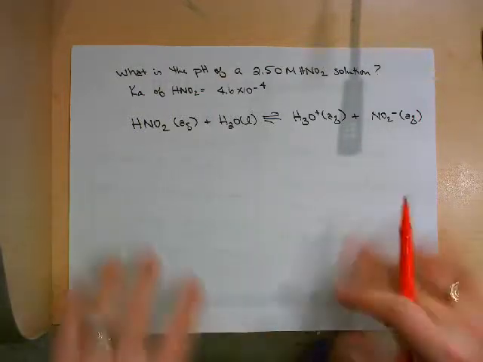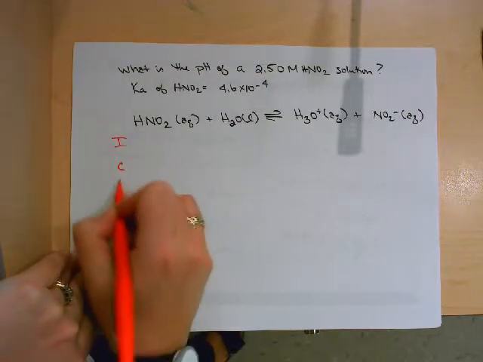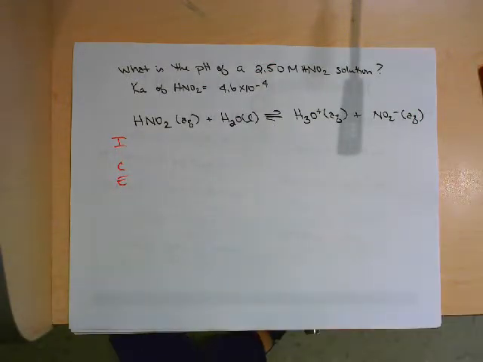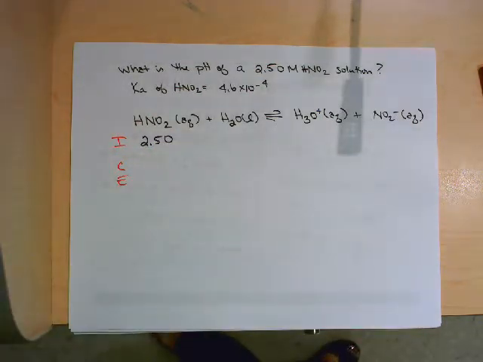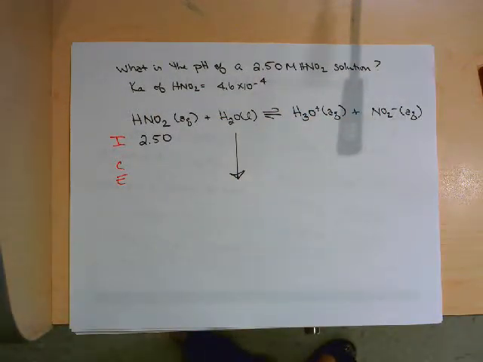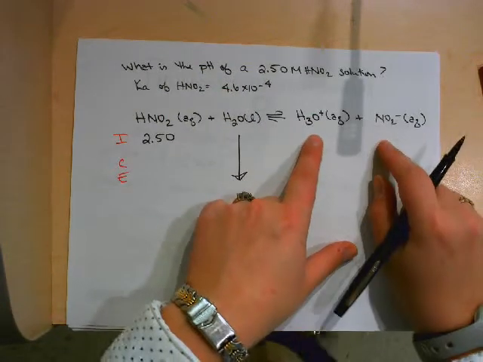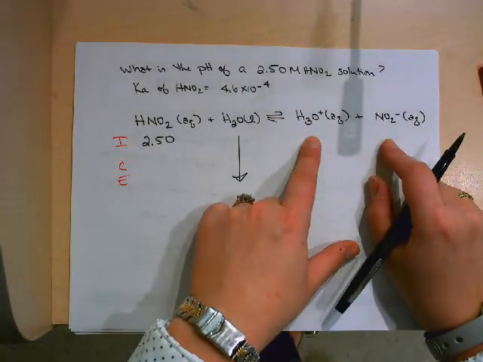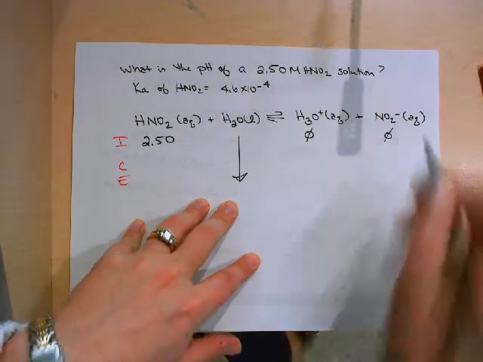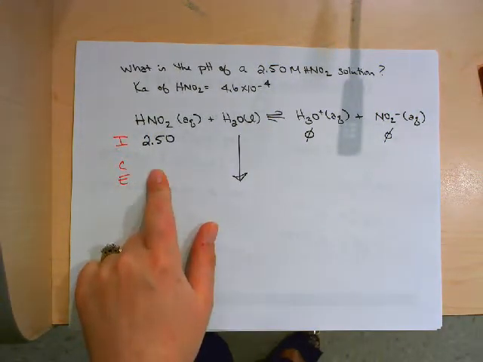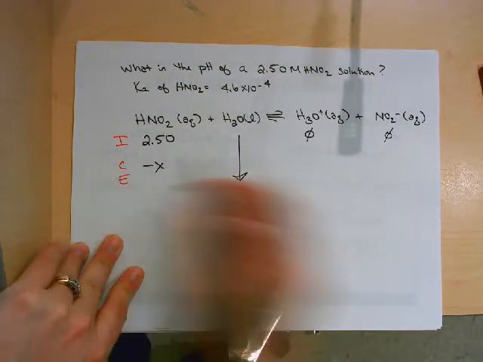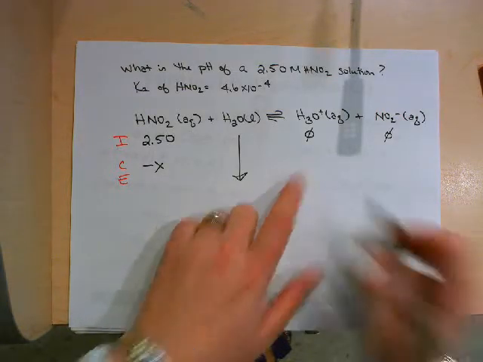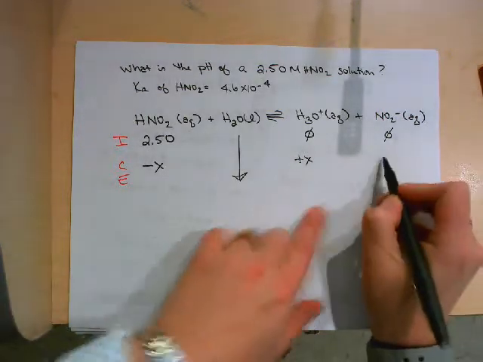Alright, so setting up our ICE chart. I told you the initial concentration of the acid. What do I do about that water? Yep, just a placeholder. Do I initially have any of these two? No, we assume 0. Alright, how many x's does the acid lose? 1, it loses 1. And how many does my hydronium gain? And how about my ion? Also 1.